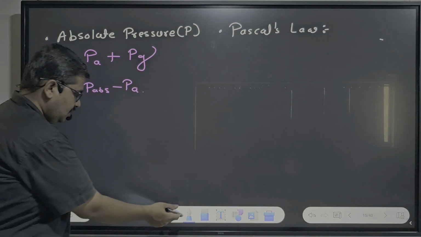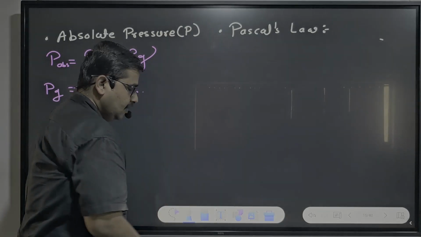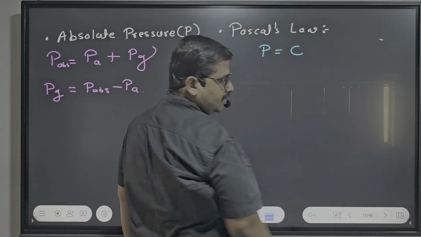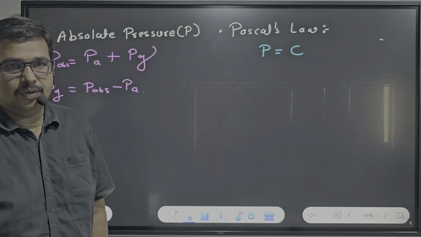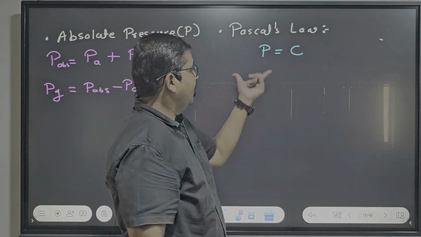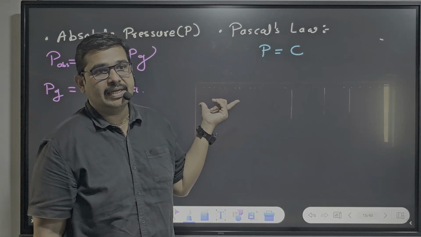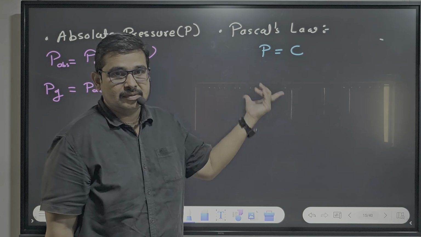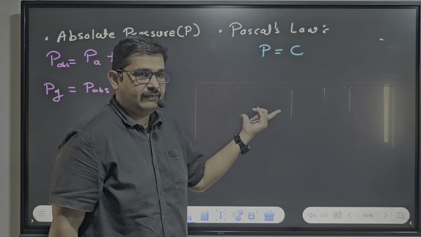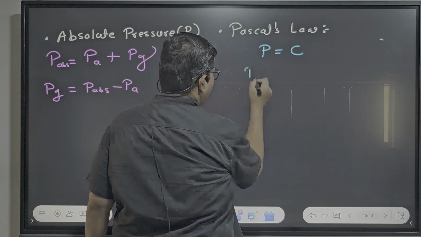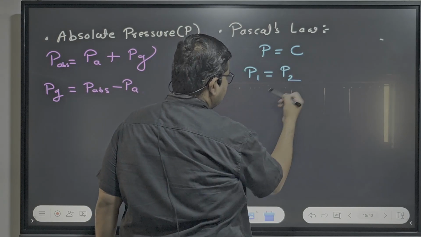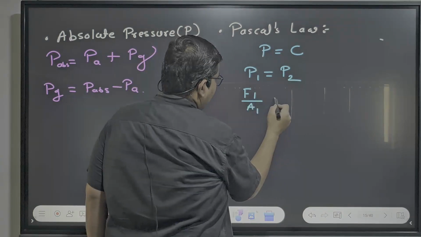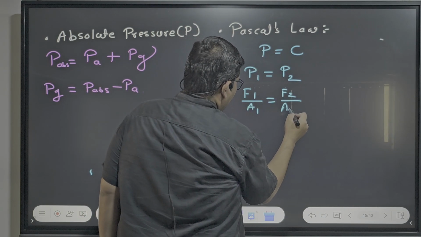Pascal's law. What is the Pascal law? It says the pressure is constant. Okay, from this we have studied the two applications. One is the hydraulic brakes, second one is the hydraulic lift. So hydraulic lift pressure constant means, suppose we are considering the two conditions, P1 is equal to P2. So you can write F1 upon A1 is equal to F2 upon A2.